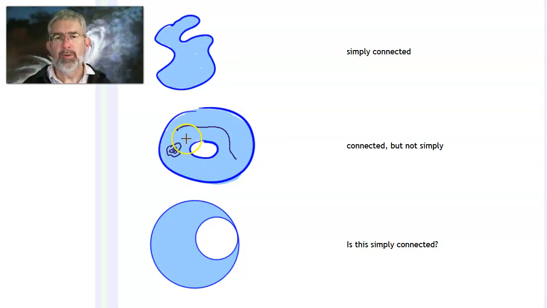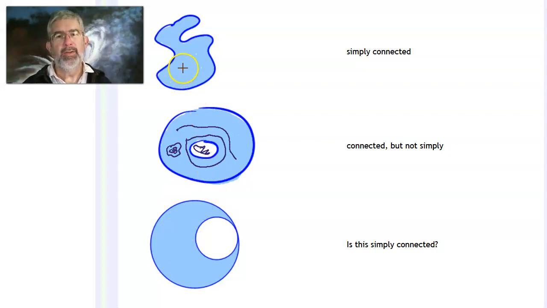But if you took a closed curve that looked like this, there's no way you're going to shrink that path down to a point without at some point going outside of the region, because you'd have to shrink down through this part in here, right? And that part in there is not part of my region. Okay. So that is connected, but it's not simply connected.